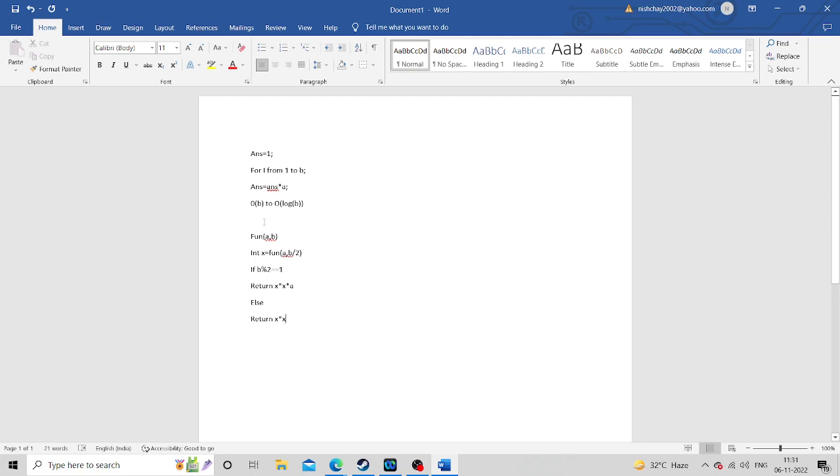And one more thing I forgot to add, the base case. If b is 0, then we simply return 1, right? Because a raised to 0 is 1. Is this clear to everybody?